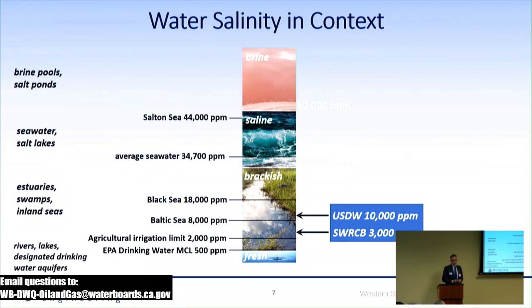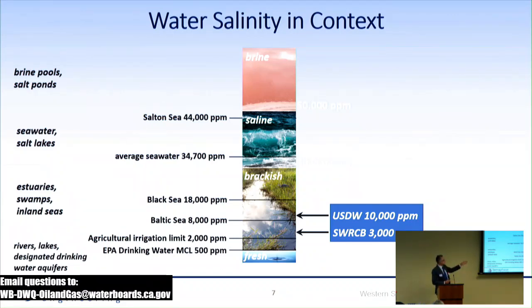Agricultural irrigation water is about 2,000, at which point most crops are not tolerant of that irrigation water. That's in the brackish area. You start looking at some inland seas, such as the Baltic Sea, Black Sea, 8,000, 18,000. And then you get to seawater. Average seawater is about 35,000 ppm. Once you go above that, you're into the brines, which are brine pools, salt ponds, and things like that.